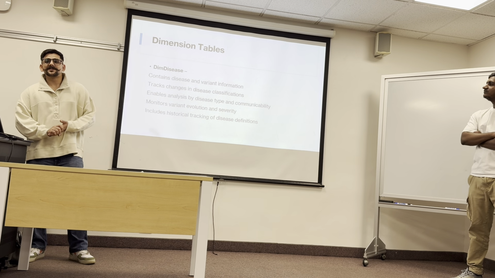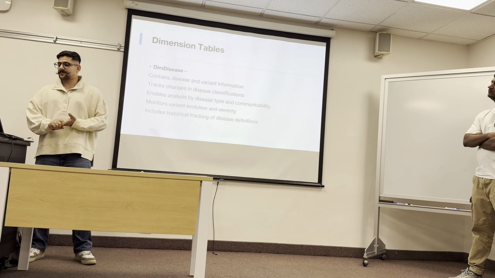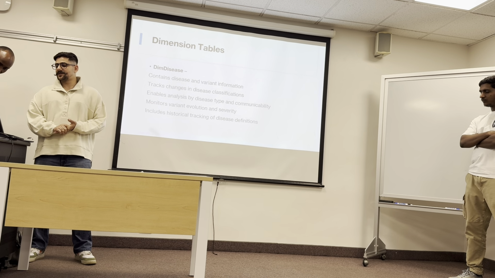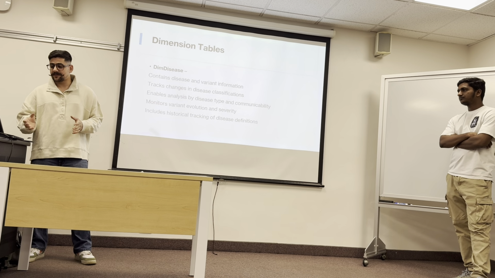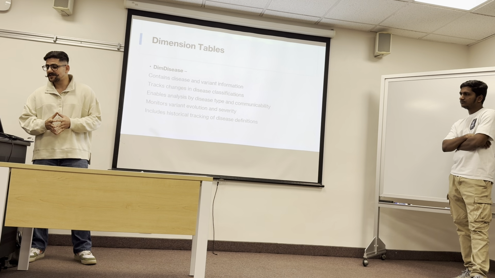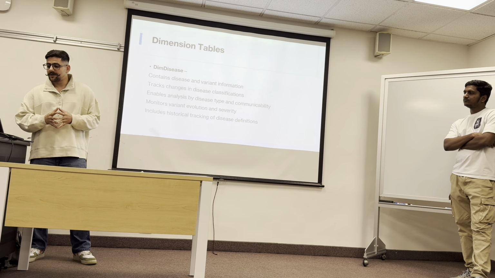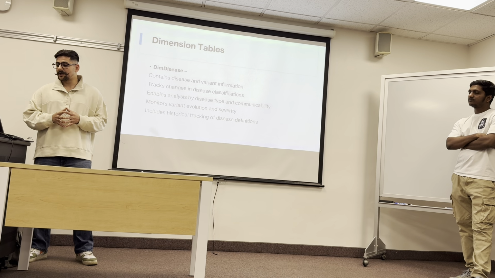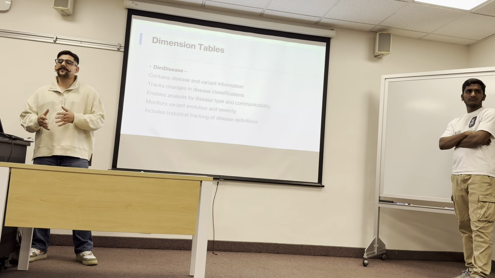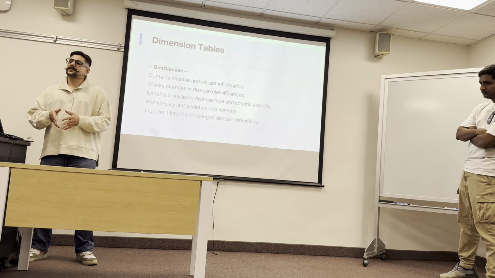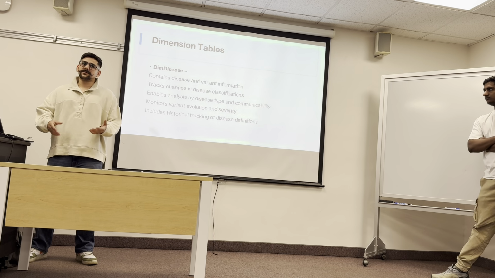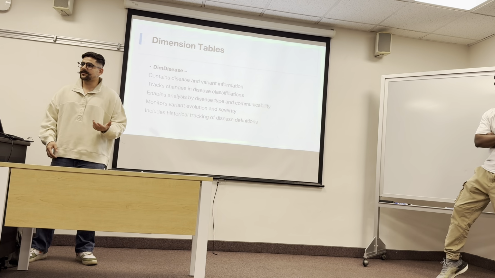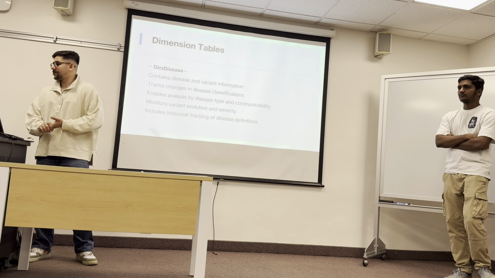The next dimension is the disease dimension. This contains disease and variant information. It tracks changes in disease classification, enables analysis by disease type and communicability, monitors variant evolution and severity, and includes historical changes of disease definitions and names. So this is also type 2. A particular disease can be called something else 15-20 years before, and its name can change today.